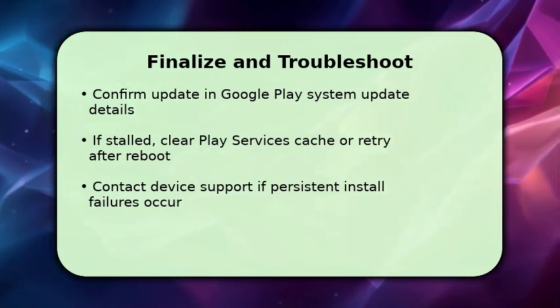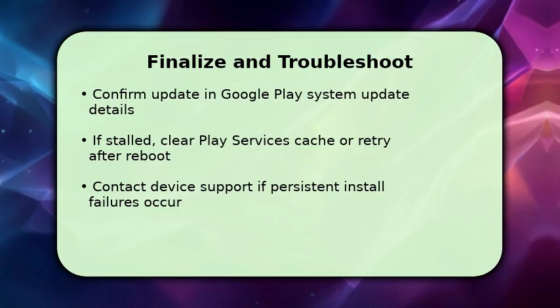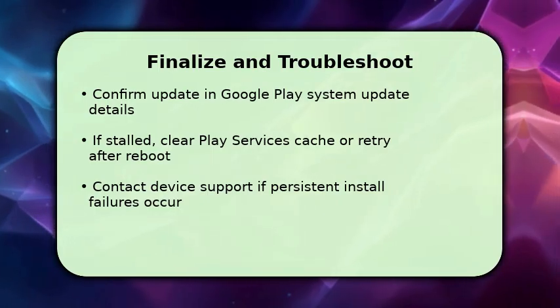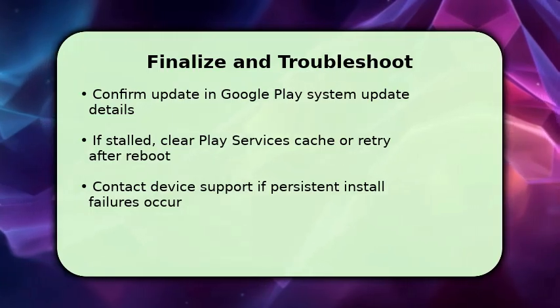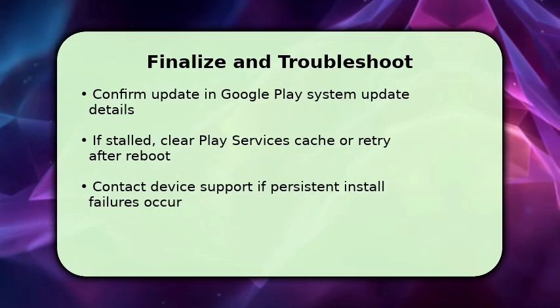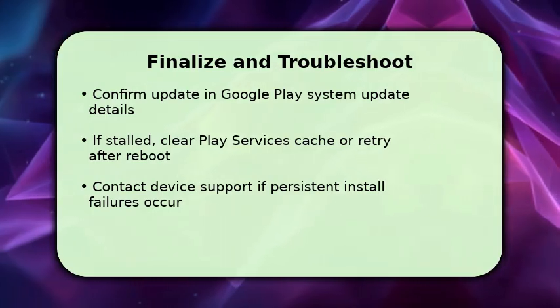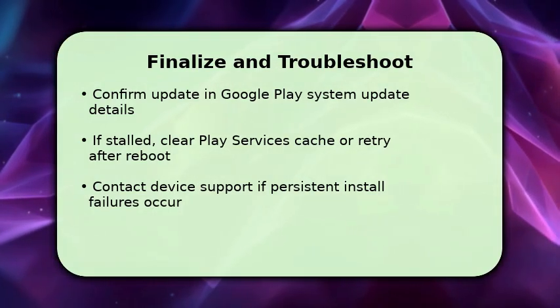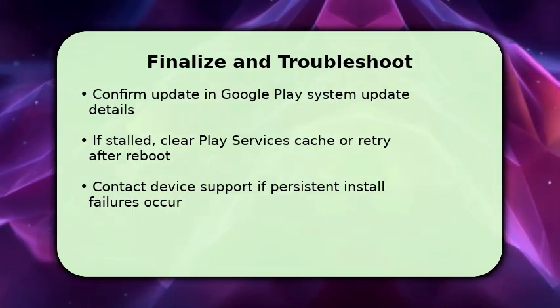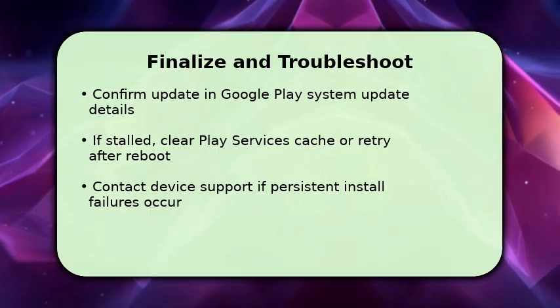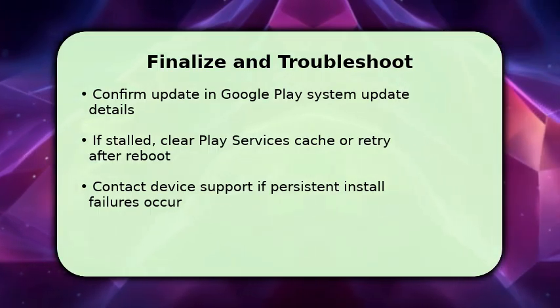This verifies success. If the update stalls or never appears, reboot and attempt the process again. You can also clear cache for Google Play Services and Google Play Store in App Settings and retry. If clearing cache and reboots fail, make sure date and time are set automatically, and then contact your device maker's support. Sometimes carrier or vendor restrictions require an OEM side fix.